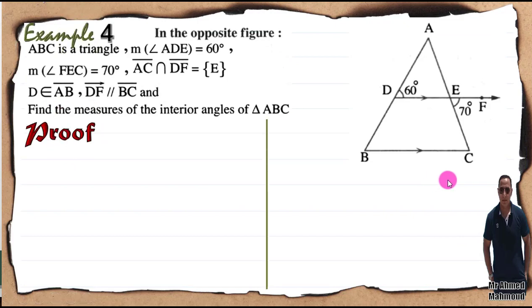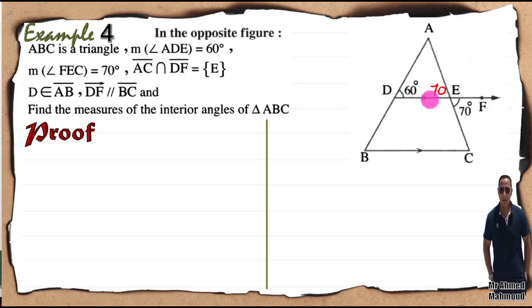Now we have example 4. In this example, as we see here, angle ADC equals 60 degrees, angle FEC equals 70 degrees, and DE is parallel to BC. Find the measures of the angles of triangle ABC. Okay. Now to find the measures of the angles of triangle ABC, first I'm going to reflect 70 from here to here.